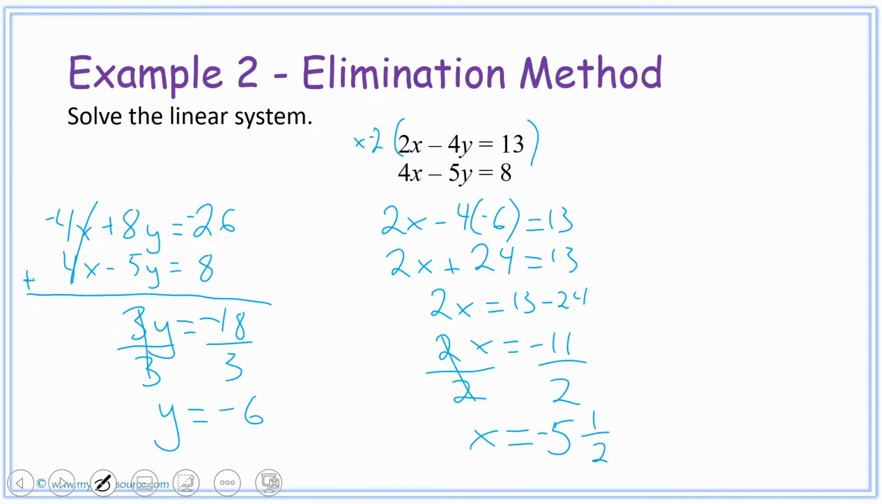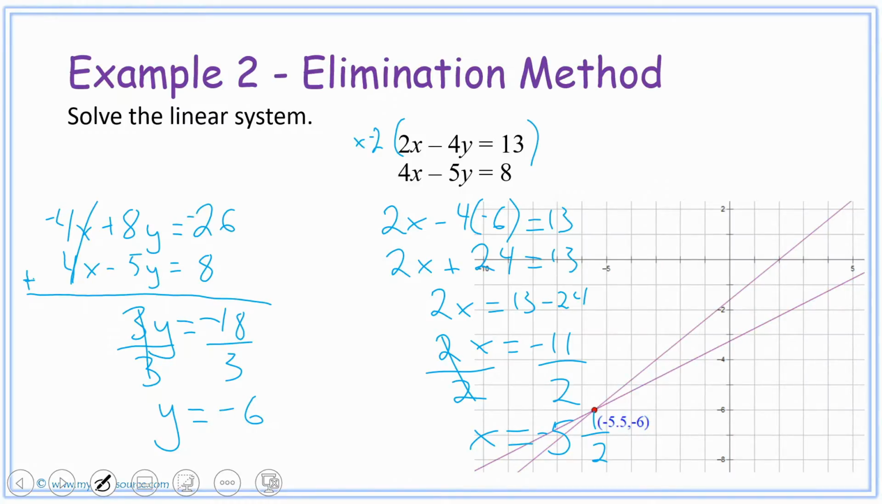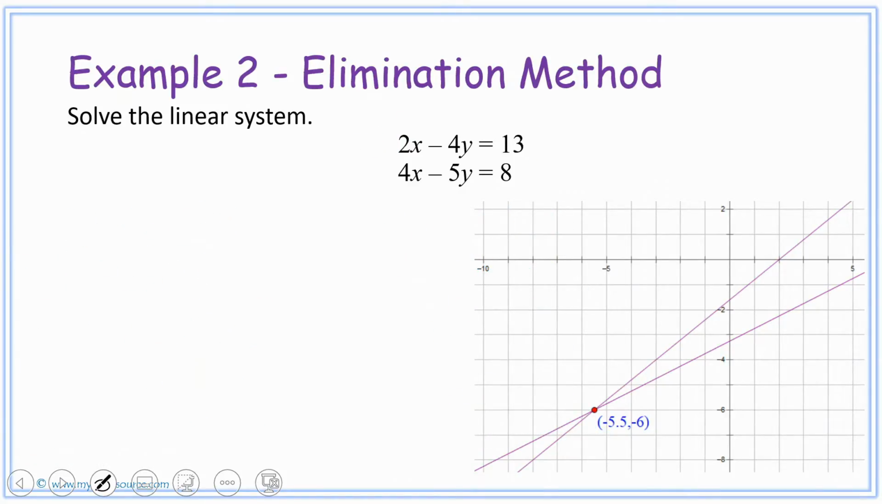And if I was to graph this, what we should see is that we will have a unique solution, an intersection, and at that intersection we're going to see negative 5 halves and negative 6. And that's exactly what we see. And if I clear the screen one more time, so you can see it clearly, that's our solution. So we can solve it graphically by seeing where they intersect, or we can solve it algebraically.